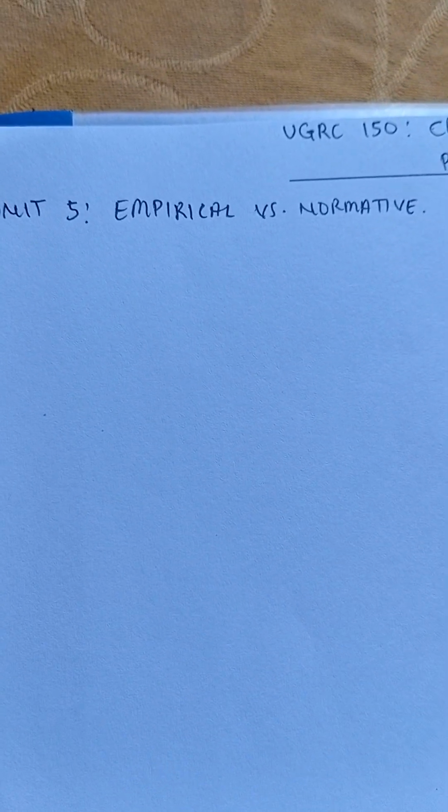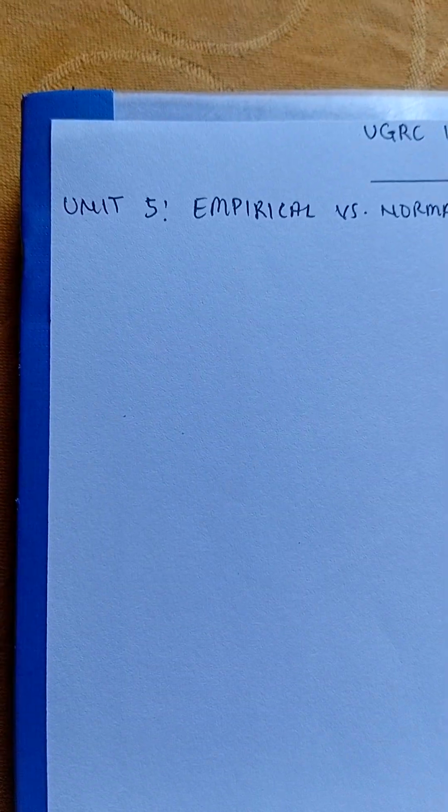Unit 5, Empirical versus Normative. In Unit 1, we saw types of sentences: interrogative, imperatives, and declaratives. And under declaratives, we saw two things: factual statements and value judgments. And under value judgments, we saw the moral and the non-moral.